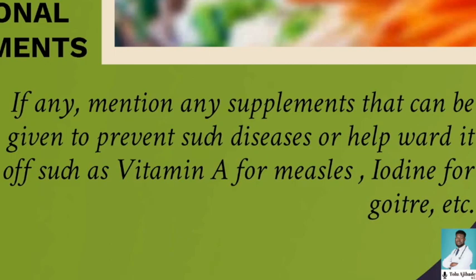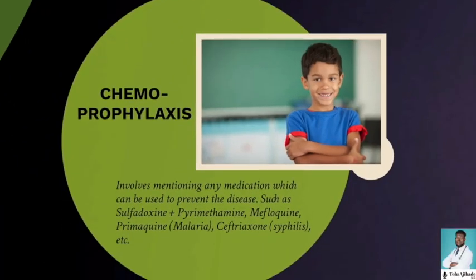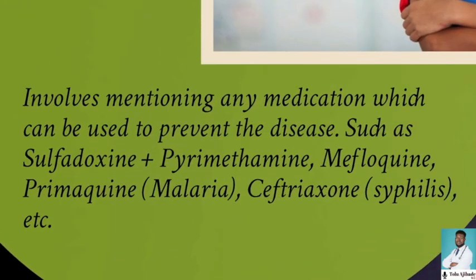You understand, yeah? And then chemoprophylaxis. There are some diseases that can actually be warded off by giving prophylactic medications. Like for pregnant women, as I mentioned in the video about obstetrics and gynecology clerking, where you talk about giving sulfadoxine pyrimethamine, that's Fansidar, to pregnant women as an anti-malaria prophylaxis. So you could mention things like primaquine, mefloquine for malaria, ceftriaxone for syphilis, and the likes of that. So if there are drugs targeted to prevent the disease, you use that.